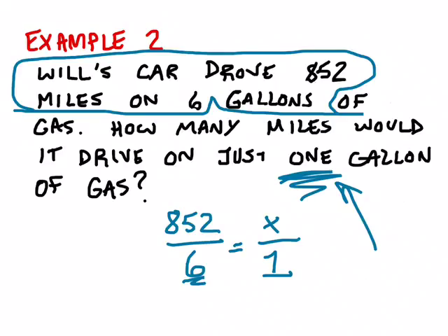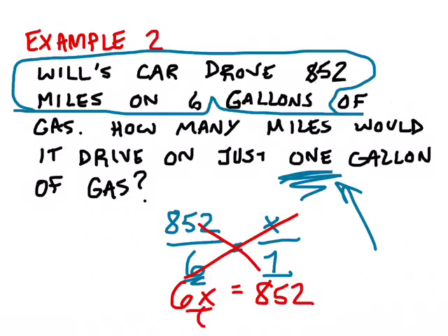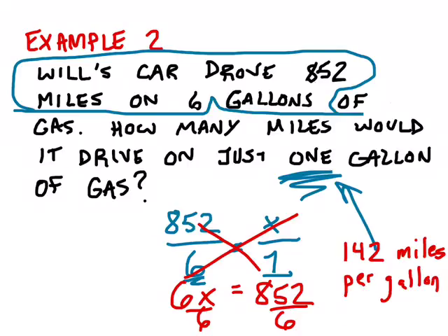And if we go ahead and cross-multiply, we'll say that 6x is equal to 852, and we'll divide both sides by 6. So in this case, on 1 gallon of gas, you could go 142 miles. So the unit rate we could describe here is 142 miles per gallon, or 142 miles per 1 gallon.